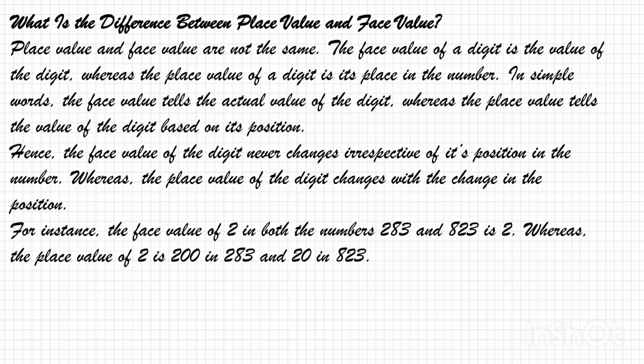For instance, the face value of 2 in both the numbers 283 and 823 is 2, whereas the place value of 2 is 200 in 283 and 20 in 823.